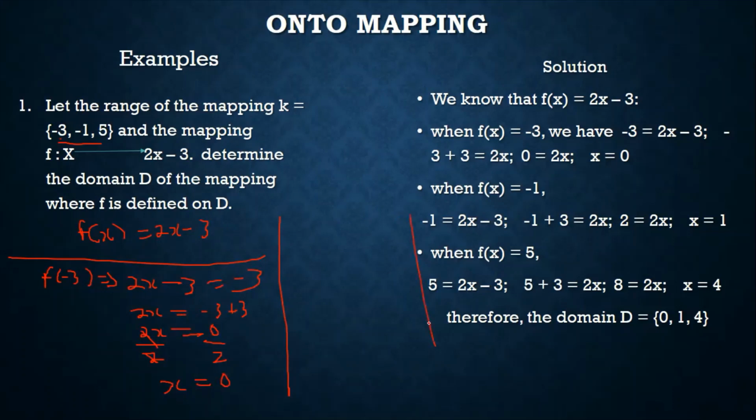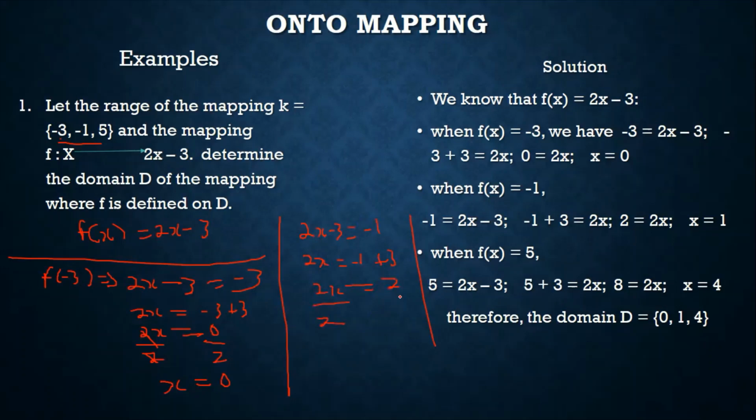Now let's solve the second one. Still using 2x minus 3. The second image in the range is minus 1. So we have minus 1 here. Taking minus 3 over, we have 2x equals minus 1 plus 3. Now minus 1 plus 3 will give us plus 2. So we have 2x equals 2.